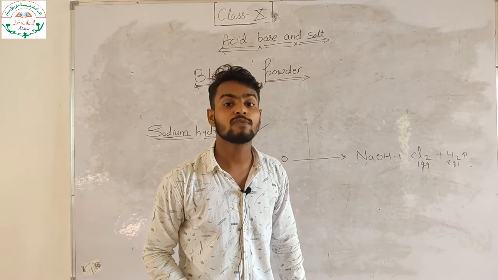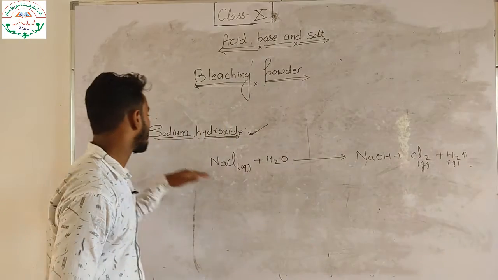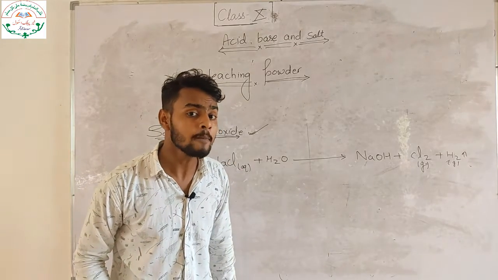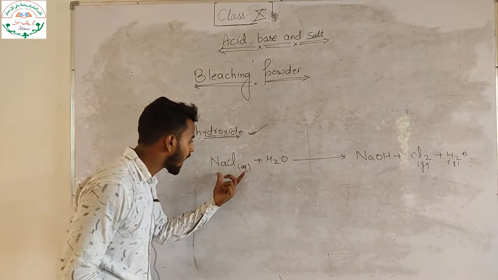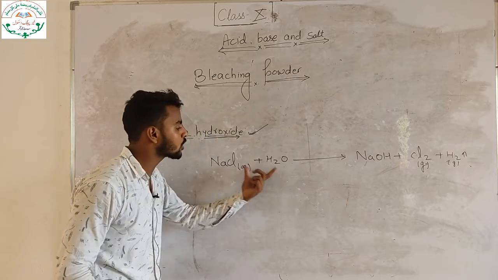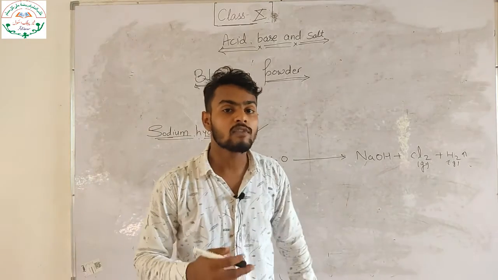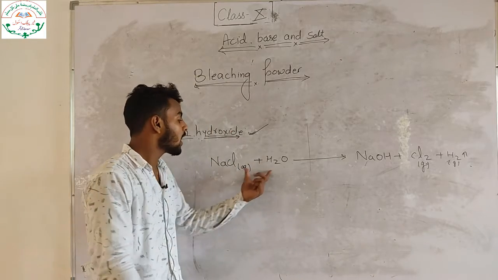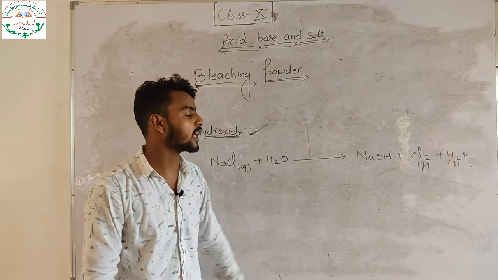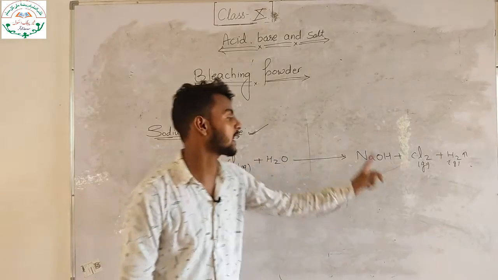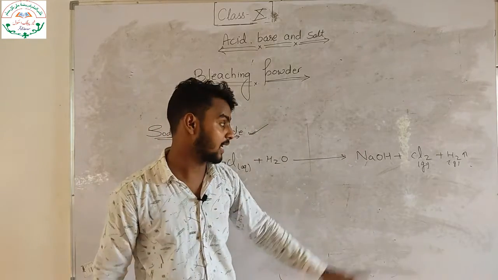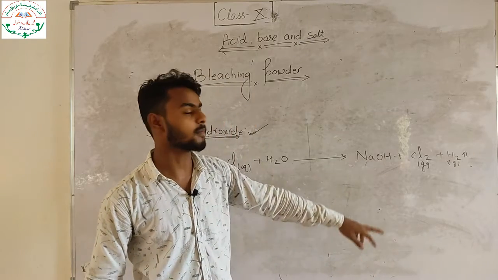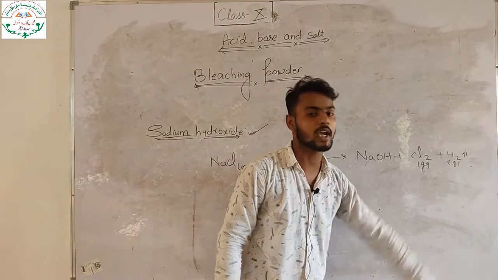That means if you want to prepare sodium hydroxide in the lab, how can we form it? We can form it from the aqueous solution of sodium chloride. When we pass electric current into the aqueous solution of sodium chloride, it forms sodium hydroxide, which was our target, along with chlorine gas and hydrogen gas.